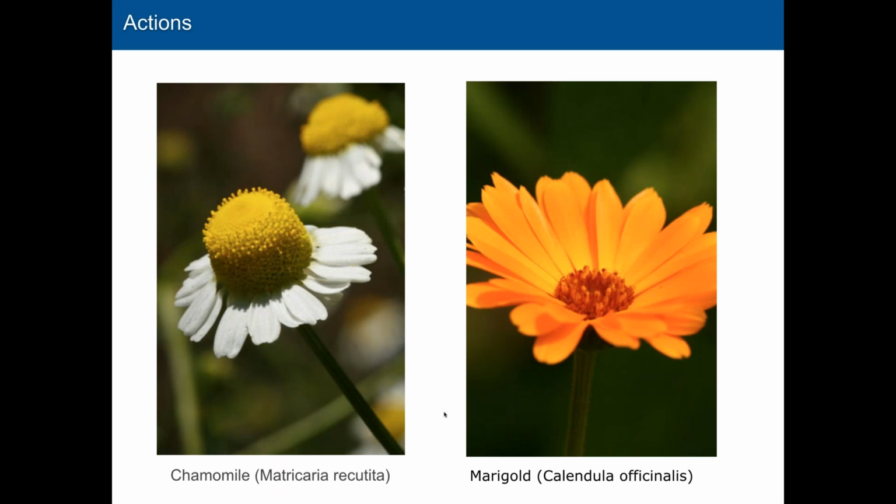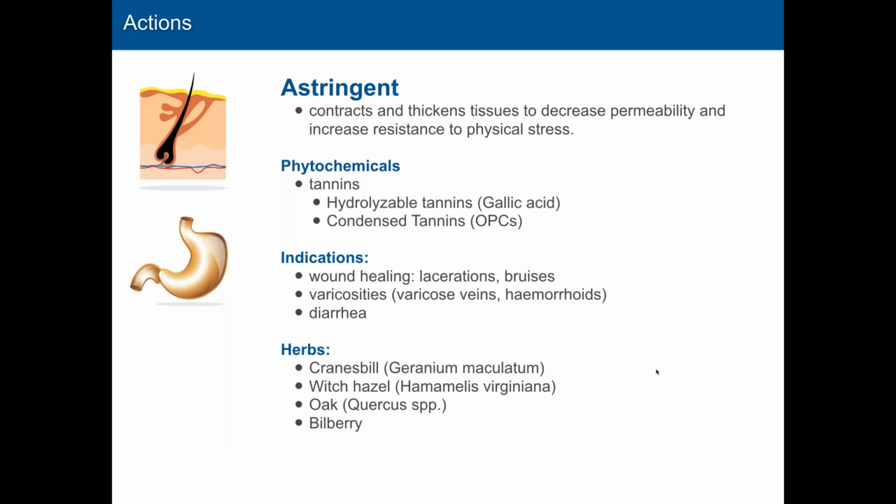One, because you can make it as a tea. Two, it tastes pleasant. Three, it's easy to find. Four, it's cheap. But there are other ones you can use in combination that work by different mechanisms. So the chamomile is likely related to some of the flavonoids and some of the terpenoids in it. Marigold is also good.